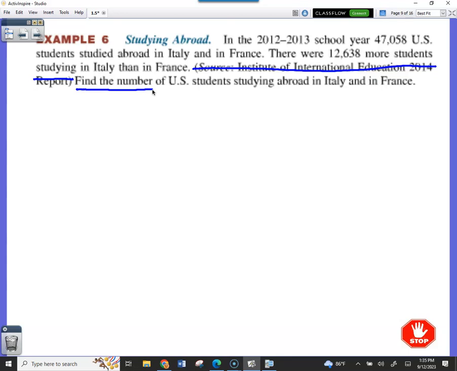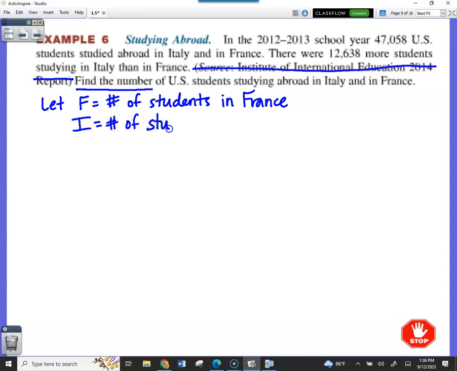F and I. So we're going to let F equal the number of students in France. We're going to let I, and I'm doing a capital I, equal the number of students in Italy.